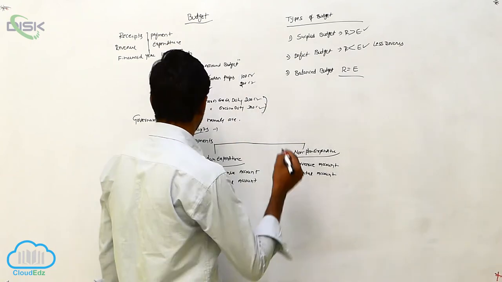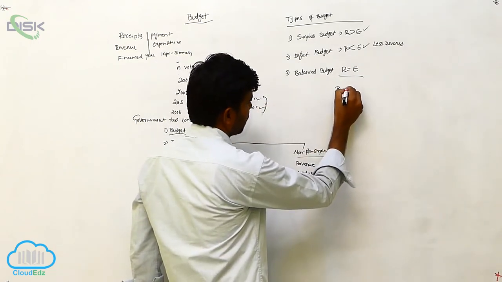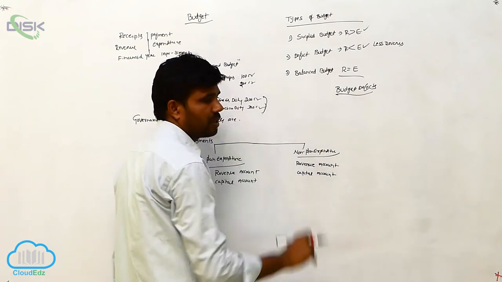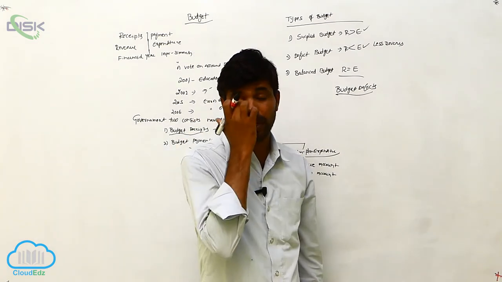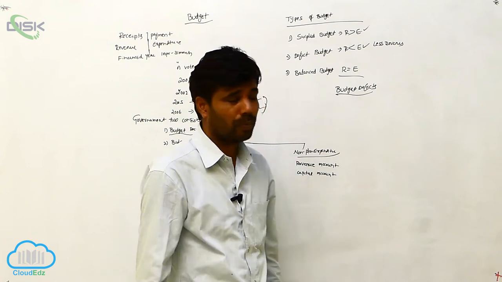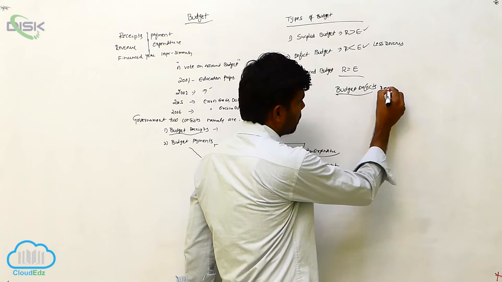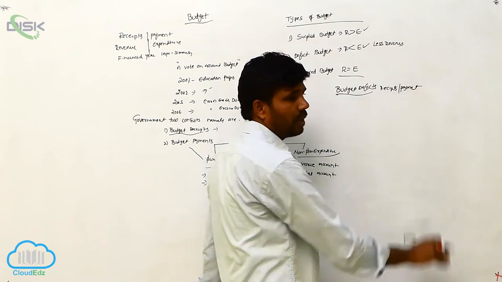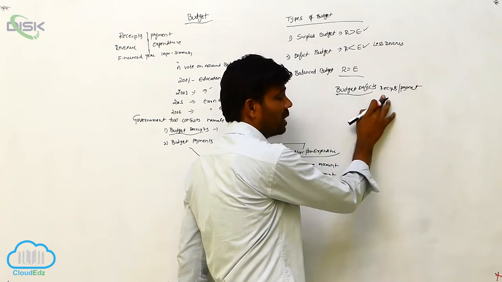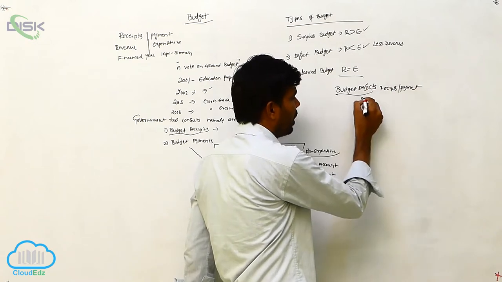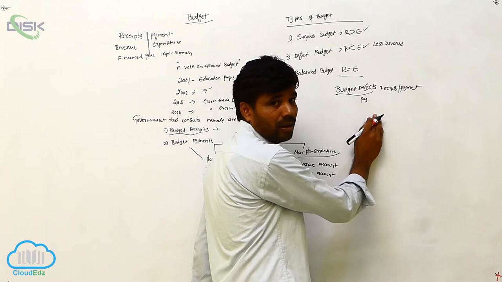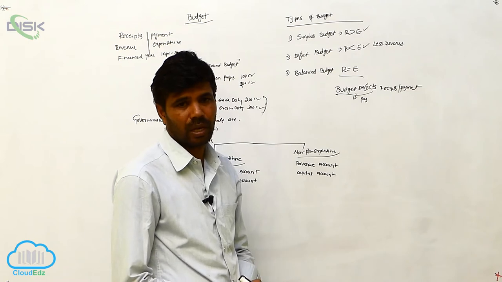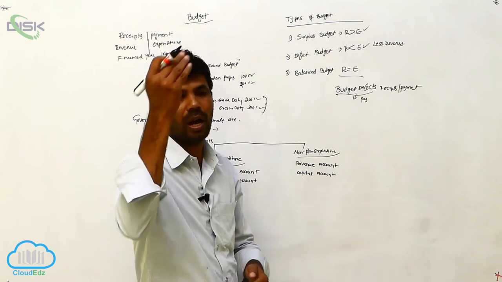Budget deficit. What's that? Budget deficit. So what do you mean by budget deficit? It refers to expenditure exceeding revenues, meaning the year's receipts and payments, that is, income and expenditure. So payment exceeding receipts means payment is higher and receipts are lower. This is called a budget deficit. There is no money. Revenue is very low, expenditure is very high.